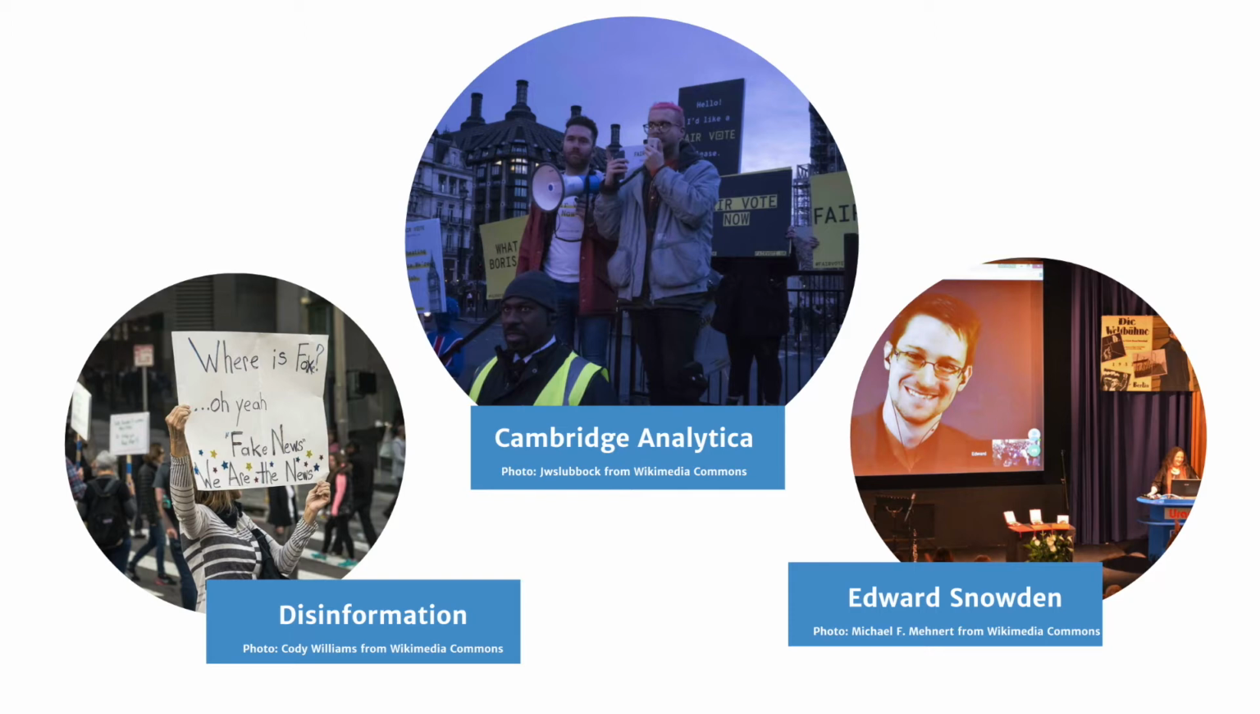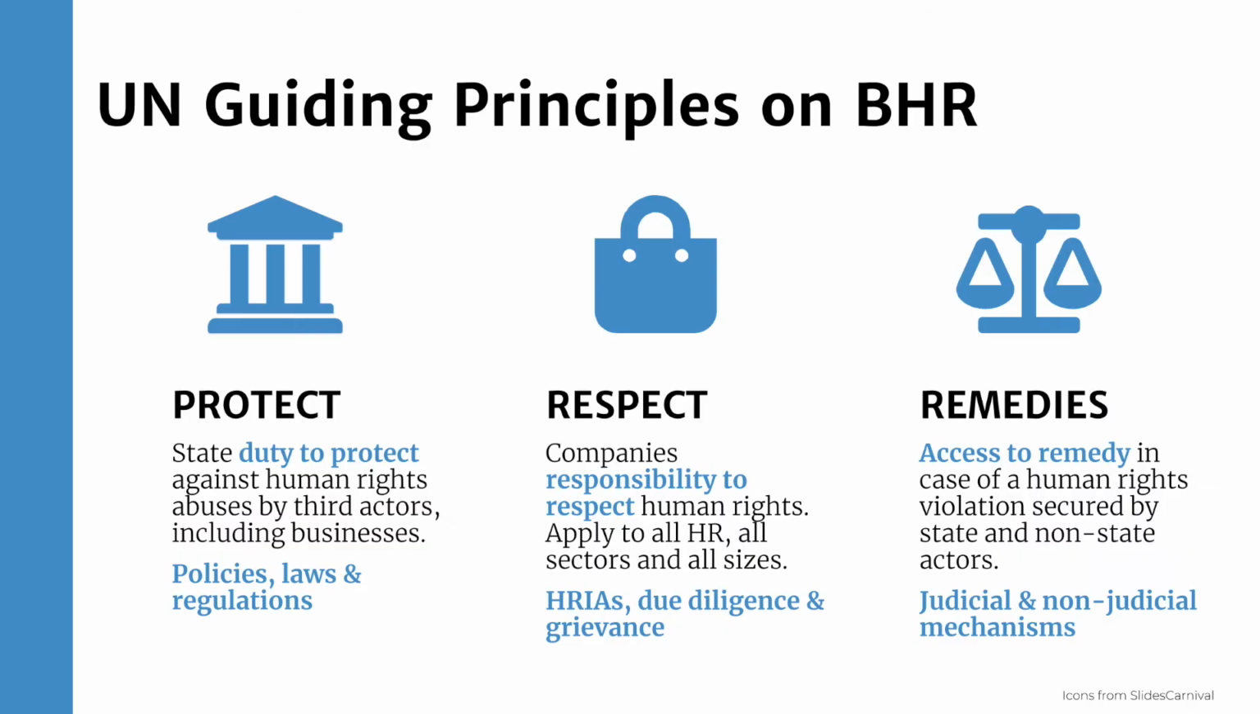A key milestone in this journey occurred in 2011, when the United Nations Human Rights Council endorsed a set of principles that define the responsibilities of governments and businesses when it comes to human rights. These are known as the UN Guiding Principles on Business and Human Rights. They're a set of principles that, while not binding, set out duties of states and responsibilities of companies. Let's take a look at the UN Guiding Principles.